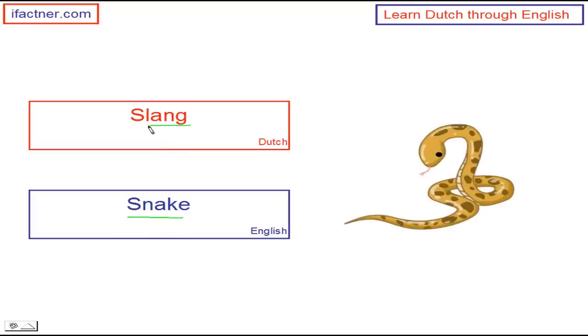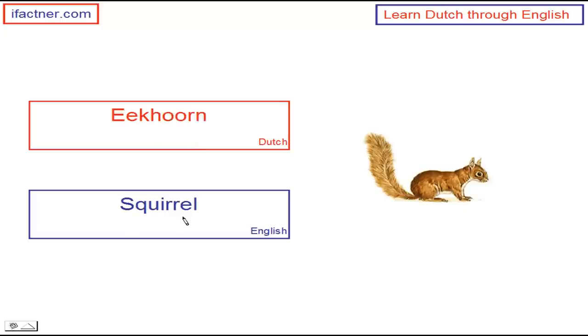Snake, slang. S, L, A, N, G, slang. Squirrel, eekhoorn, because a squirrel eats eggs, therefore we call it acorn. Acorn, A, A, K, H, O, O, R, N, acorn.